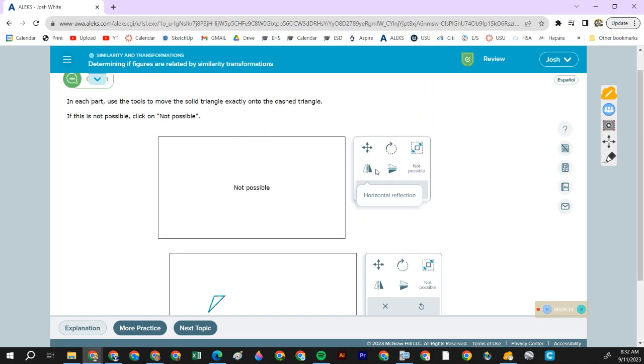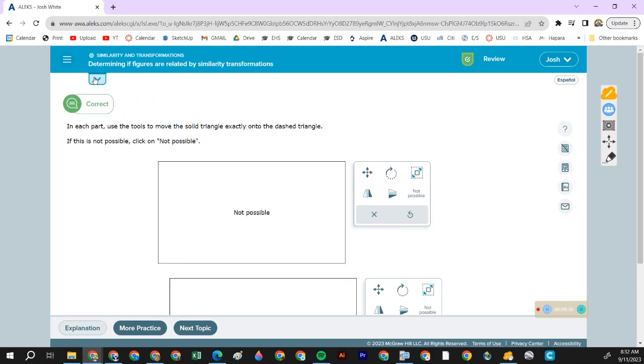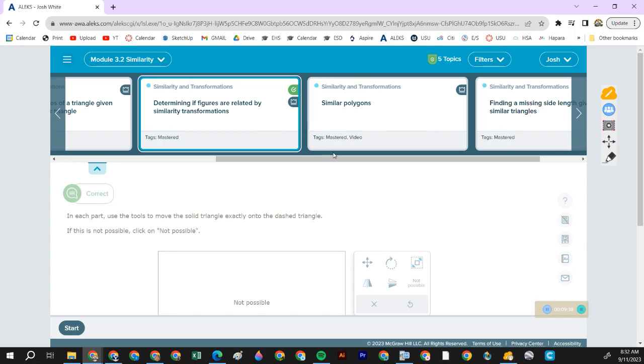So this is called a reflection. This is called a rotation. This is called a translation. And then this is called a dilation. So reflection is a mirror. Rotation makes it spin. Translation moves it left or right and up or down. And then dilation changes its size. Oh, we just did that one.